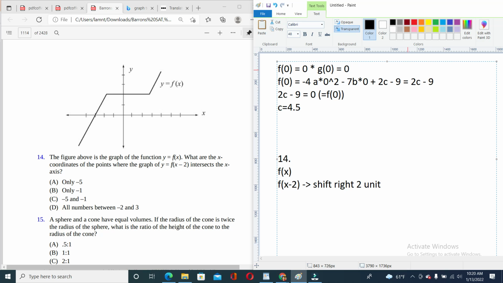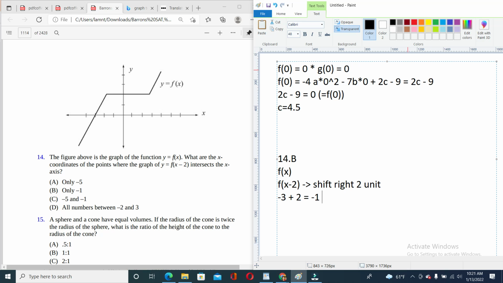And now let's observe our graph is now intersecting the OX axis at x equal to minus 3, right? So now if we shift 2 units to the right, it's going to be intersecting at minus 3 plus 2, right? Which is negative 1, right? So the answer is B. So it's minus 3 plus 2 equal to negative 1.